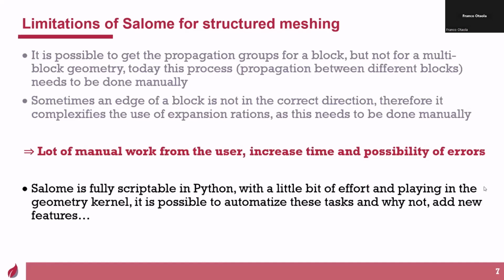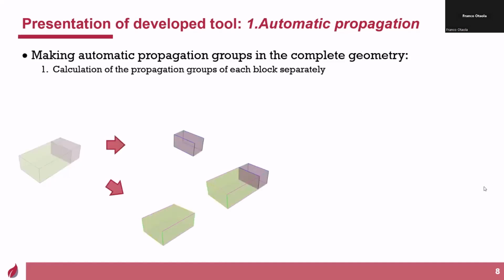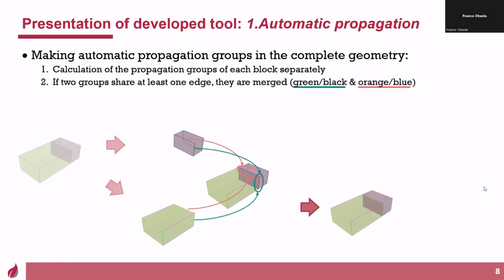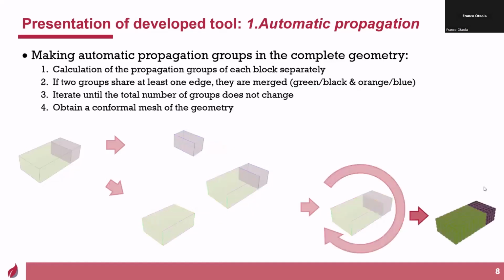The idea is that, as Salome is completely scriptable in Python, I could add some smart features to automate everything. The first thing that I implemented was the automatic propagation of the propagation groups. This was quite easy in principle. If two blocks share one edge, the propagation groups of each block are combined. This is repeated until there are no more combinations, and we can obtain a conformal mesh of several blocks.